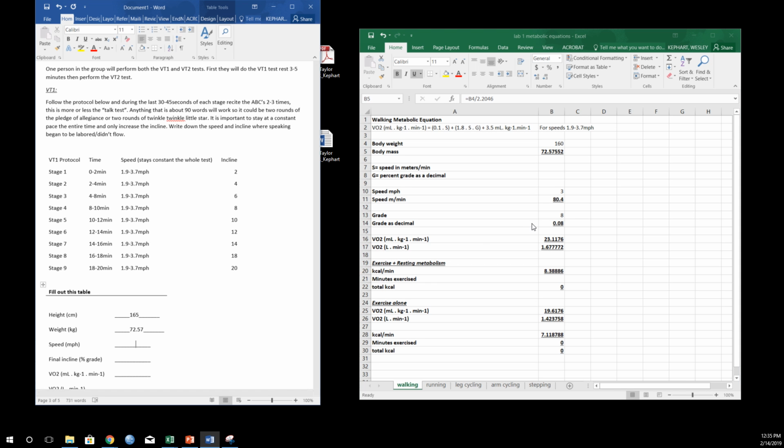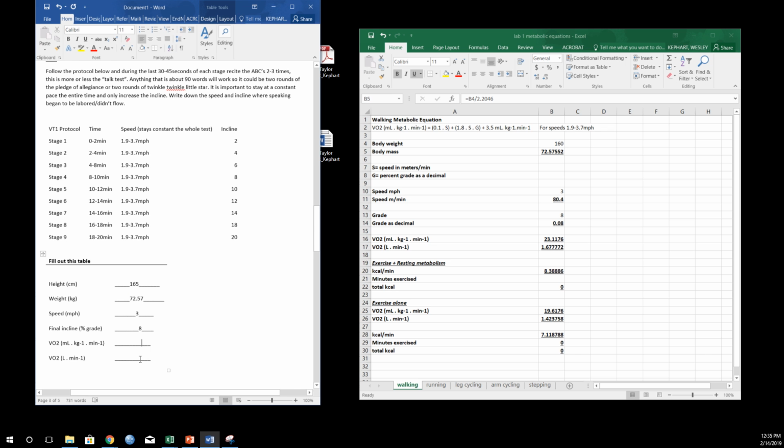Miles per hour, let's put 3, for percent grade, 8. Then down here, ml. So right there, that's how we're going to figure this out. So 23.12, that's good enough for me. And then VO2 liters, 1.677. So there we go. Good with that.